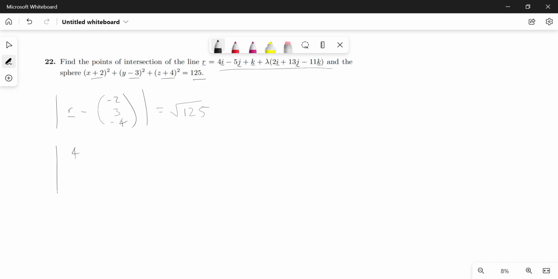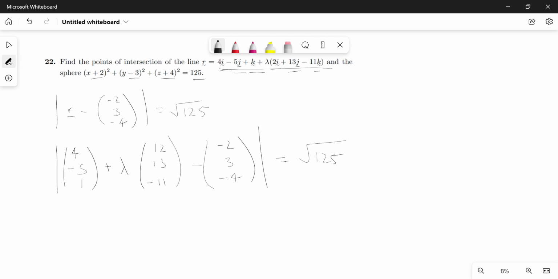So 4 minus 5, 1 plus lambda of 12, 13, minus 11. So just reading off these numbers. So you could think of that as a point, and the distance between that point and the center, because I'm looking for that point of intersection, so it has to lie on the edge of the sphere. So that should be root 125.